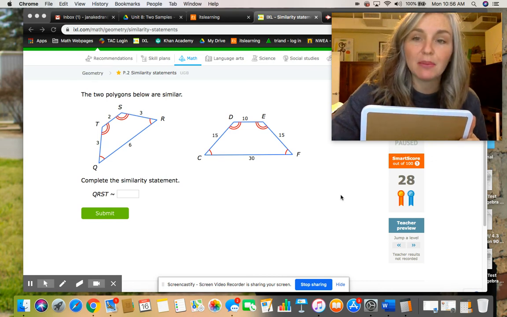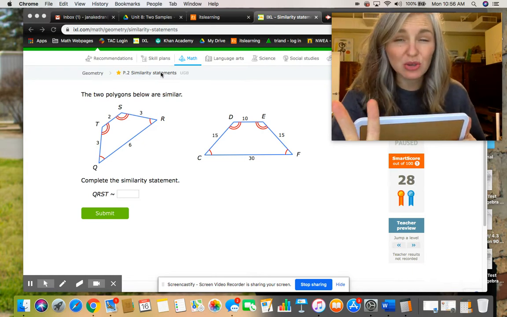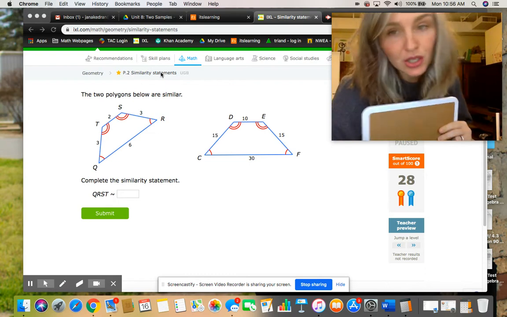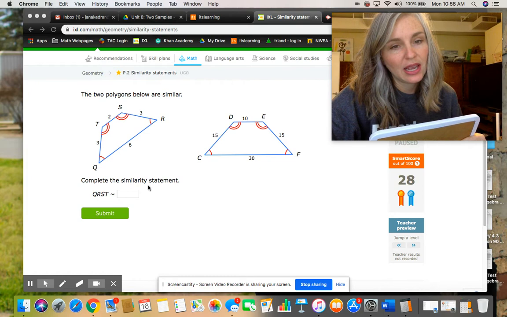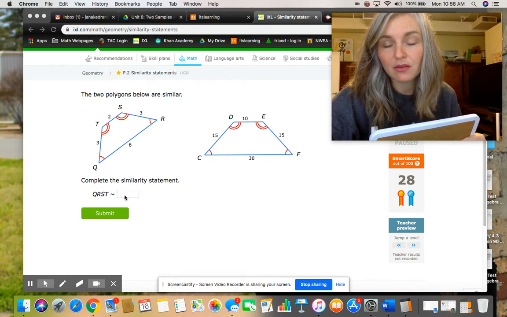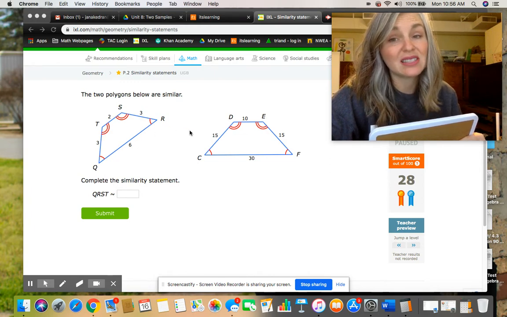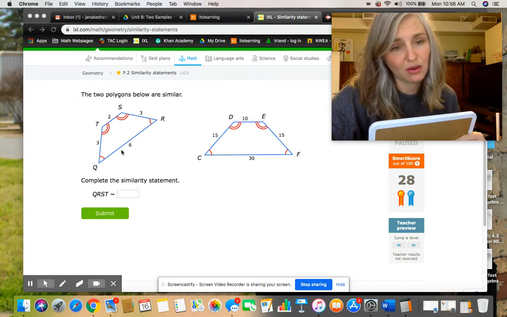All right, let's look at P2, which is similarity statements. I'm actually going to break this video into two parts too because it does switch kind of in the middle of the IXL. Okay, so the first thing it starts with is it tells you that two polygons are similar and to complete the similarity statement, right? So remember, when two polygons are similar, their angles are the same and their side length ratios are equal.